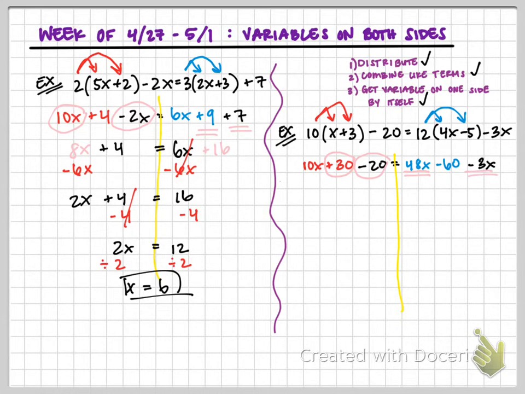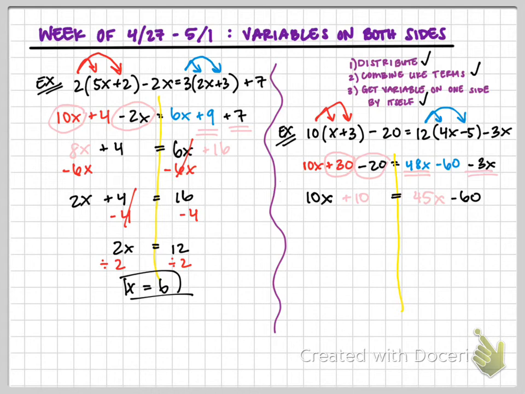Okay, so since I can't do anything with the 10x, let me just bring that down. When I combine positive 30 and negative 20, 30 minus 20, that gives me 10. On the other side, when I combine 48x and negative 3x, 48 minus 3, that gives me 45x. And let me just bring down the negative 60. Okay.